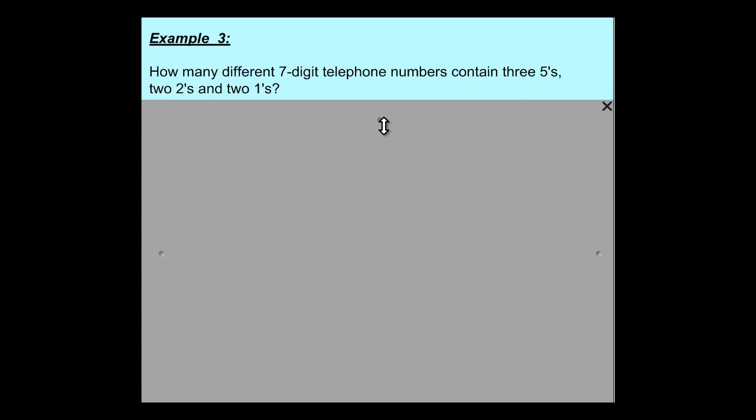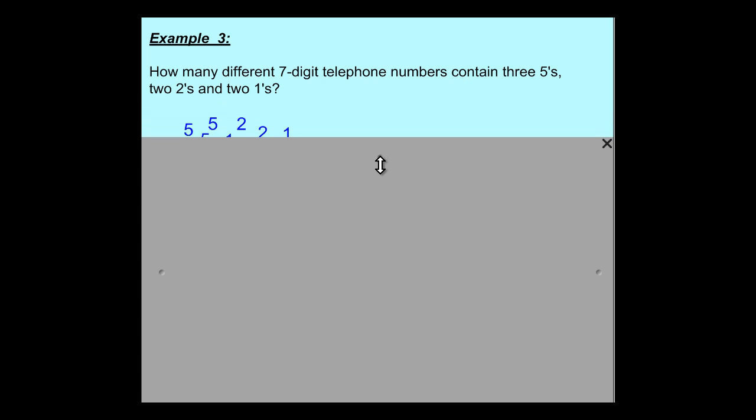Pretty neat stuff. Okay, let's try some more examples to continue building on this new skill of identifying the arrangements for n items with repeated identical elements. So example 3, how many different 7-digit telephone numbers contain 3 5s, 2 2s, and 2 1s?